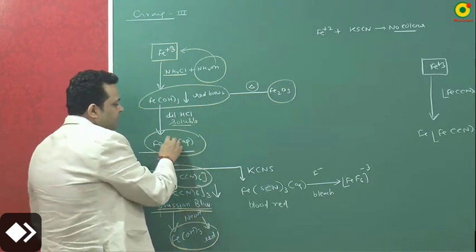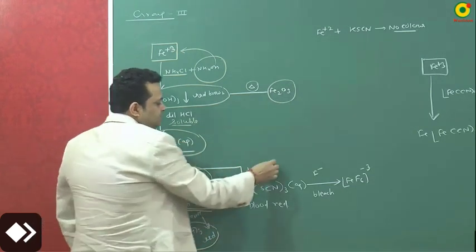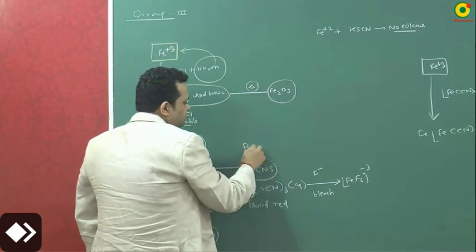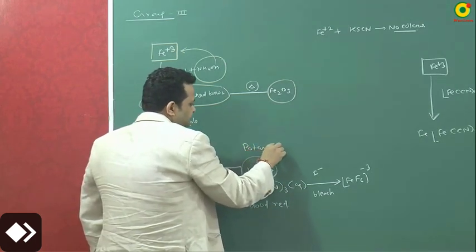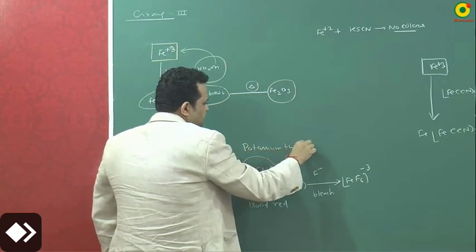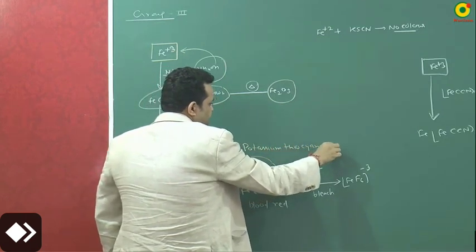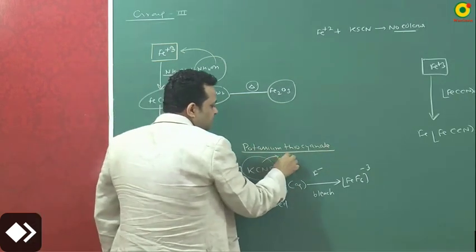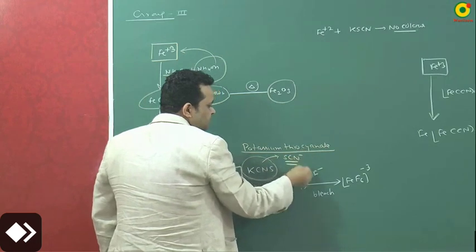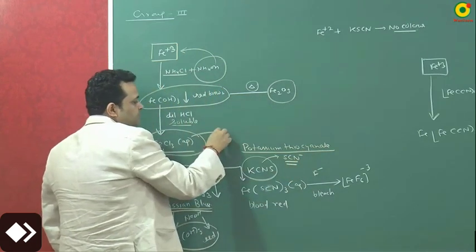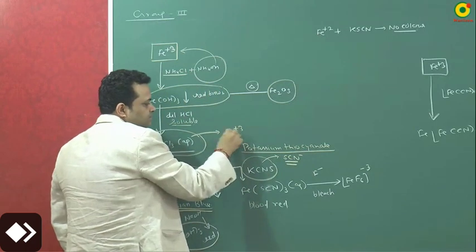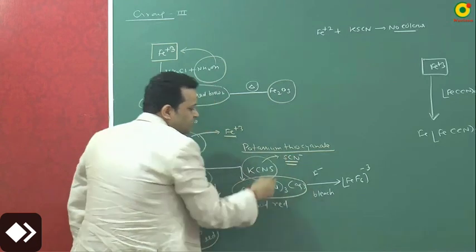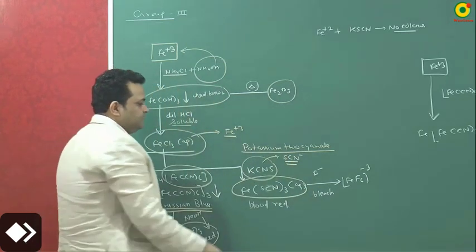Now the second part of FeCl3 solution. In this solution we are adding potassium thiocyanate. So what will happen? This potassium thiocyanate will give SCN minus ion. This SCN minus will combine with Fe+3 obtained in this solution. So Fe+3 and SCN minus will form an aqueous solution of Fe(SCN)3, which is blood red in color.